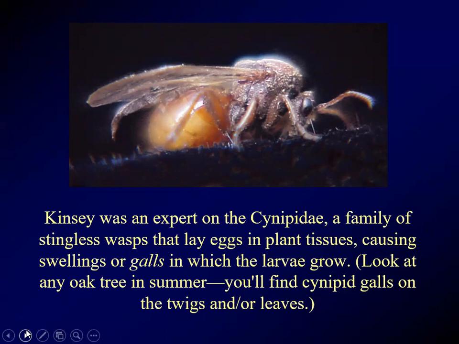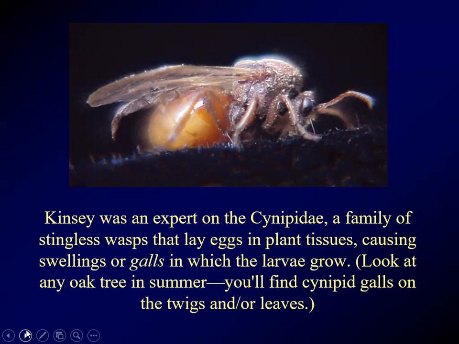They don't sting. Female cynipids lay their eggs in plant tissues. In fact, true cynipidae almost exclusively lay their eggs on oaks. When they do that, the plant is stimulated to start dividing cells. And the plant forms this swelling around the egg called a gall.